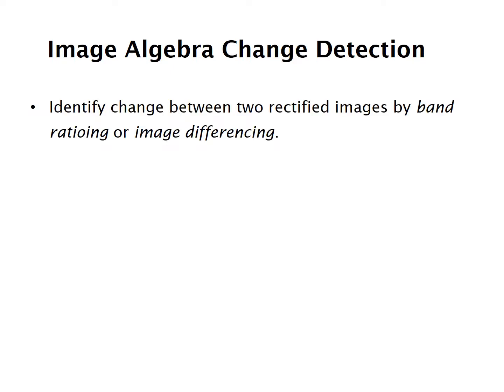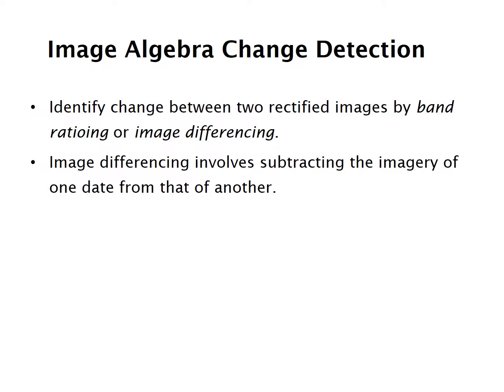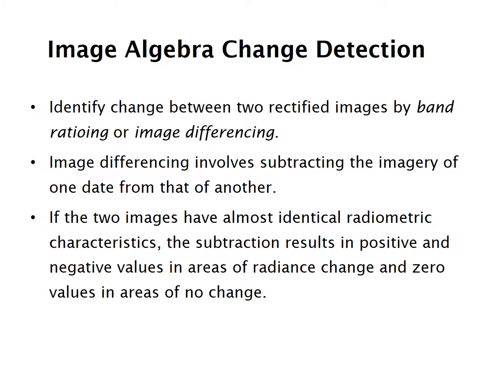Let's talk a little bit about image algebra change detection. You identify change between two rectified images by band ratioing and image differencing. Image differencing involves subtracting the imagery of one date from that of another. The two images have almost identical radiometric characteristics. This works fine. The subtraction will give you either a positive or a negative in the areas that there has been change, and zeros in areas that have not changed. And then you can get this result stored in a new change image.